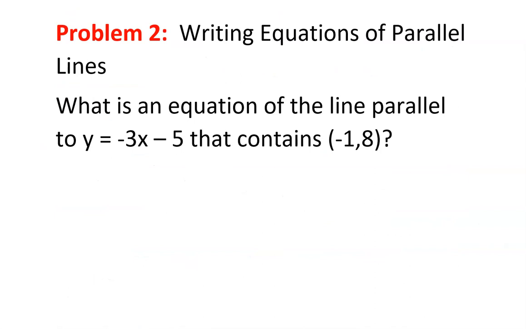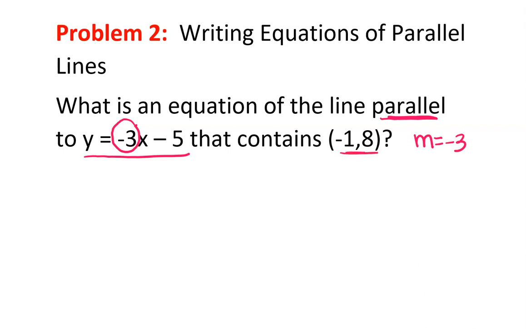Problem 2, writing equations of parallel lines. What's an equation of the line parallel to y equals negative 3x minus 5 that contains negative 1, 8? So the first thing we're going to tackle is the slope. Since this one is parallel, my slope needs to be the same as the one in this equation. The slope of this line is negative 3, so my new line needs a slope of negative 3 as well, and I need this new point.